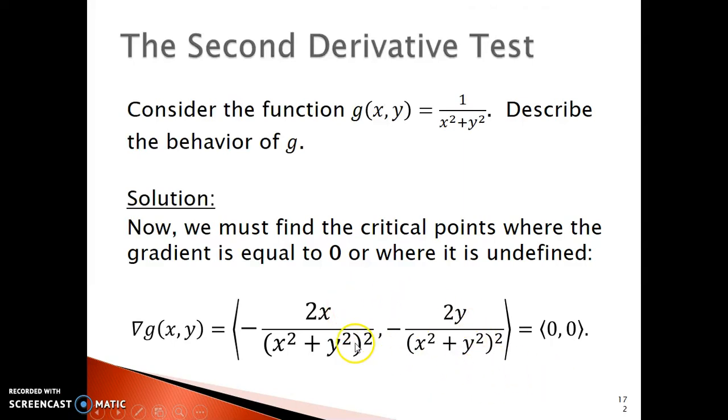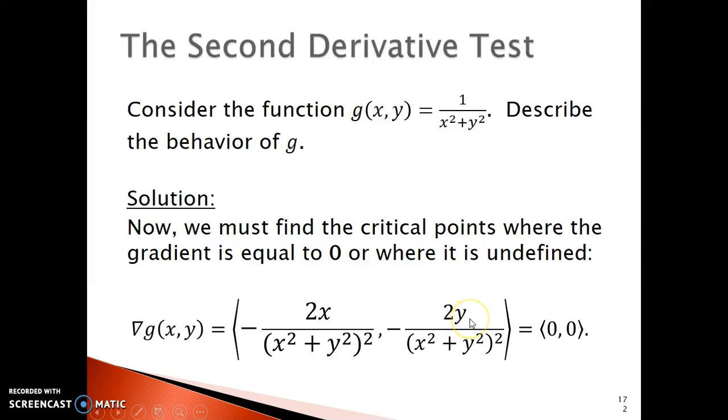So the only way for the gradient to equal 0 would be if the numerators were 0, right? A fraction is equal to 0 if the numerator is equal to 0, as long as the denominator is not also equal to 0 in that case. So we can get 0, 0 if we make x be 0 and y be 0, and that's the only way. But there's even a problem with that.